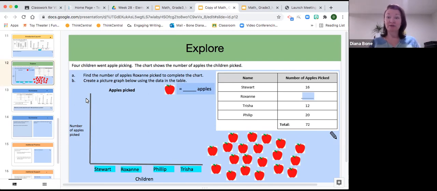However, as you can see on our chart, these 4 boys and girls, Stuart, Roxanne, Trisha, and Philip, went apple picking and they collected a lot of apples, 72 of them to be exact. So today with our picture graphs, I'm going to show you how important it is to look for patterns in your numbers so that you don't have to do one apple each time. So let me show you what I mean by that.